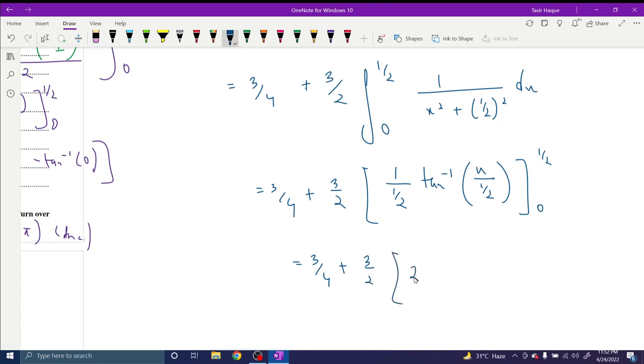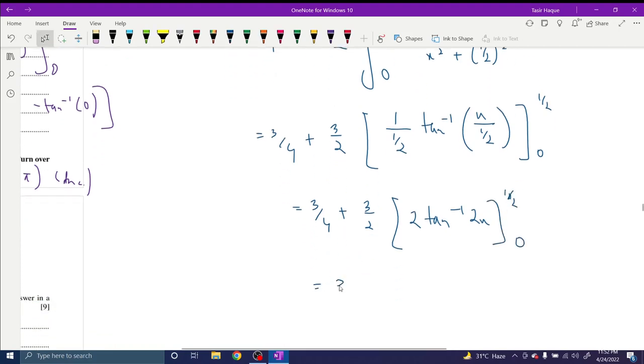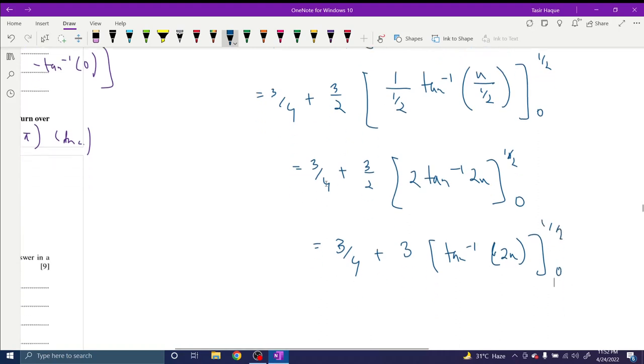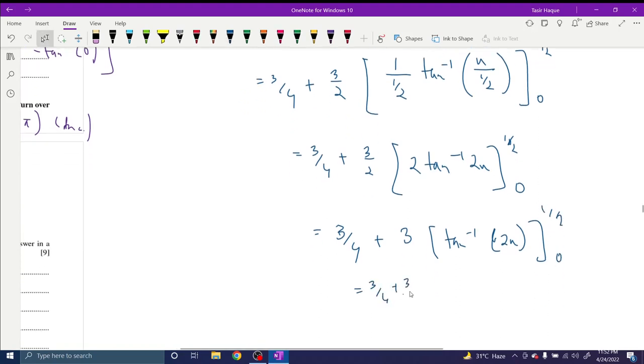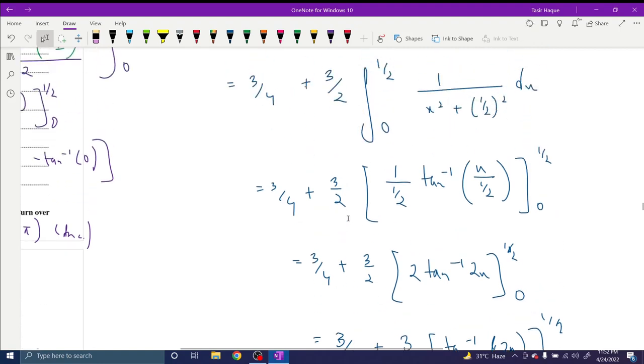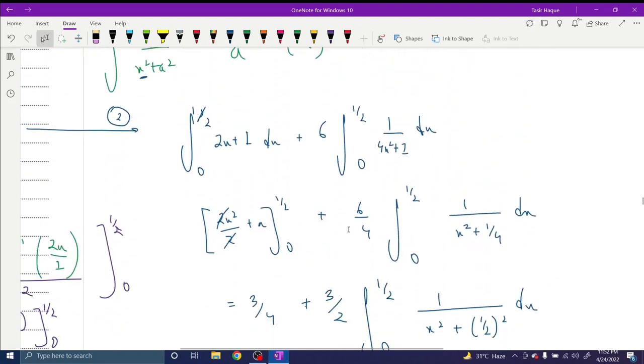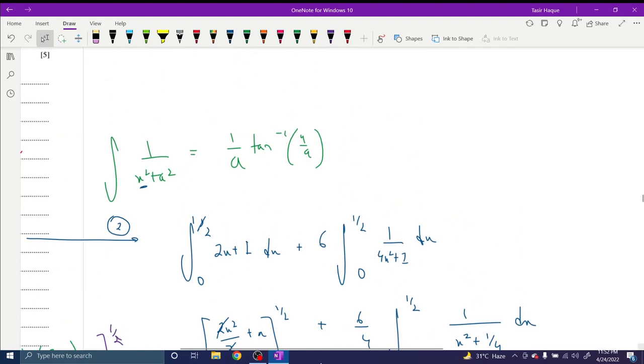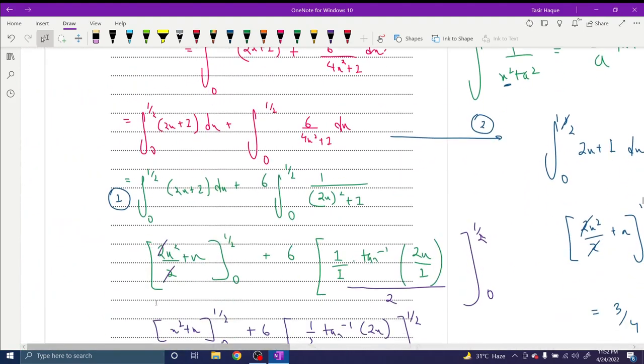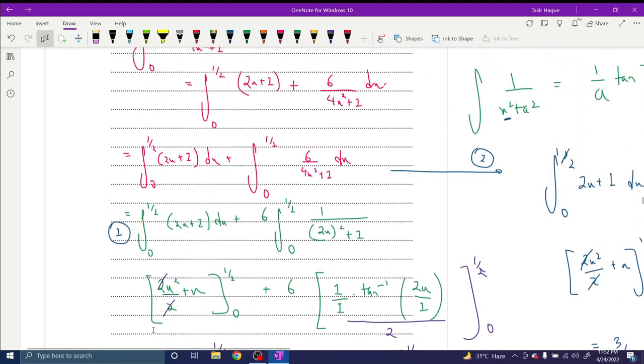If we take the reciprocal, we get 2 tan inverse twice x, 0, or 3/4 plus, if we multiply 2 and the 3/2, we end up with 3 tan inverse twice x, right, 0. And we're going to get the same answer. We're going to get 3/4 plus 3/4. So I reckon you should learn this one, the one on the right, because this will work everywhere. And this is what they do in the course book. This won't work all the time, the one I showed you in the beginning, okay? There are two ways to do this, remember.